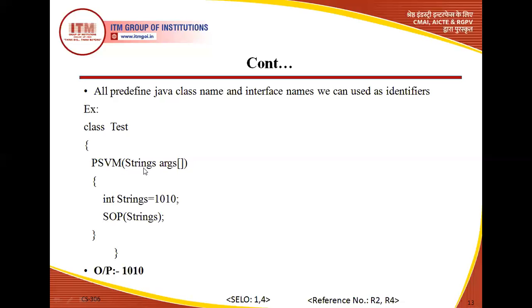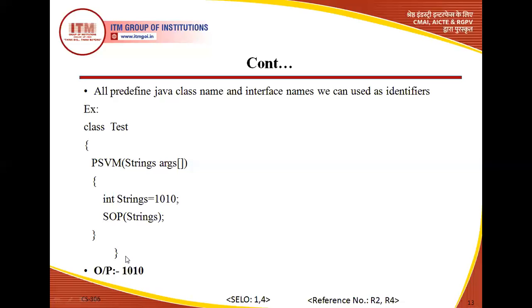String is an already existing class. Args is the name of the string variable. Here is string. Can I use it like this, string equals 100? Here I try to allocate some value inside your predefined class. Clear? Now here SOP string, and the output is that string gets printed, and we got 1010.